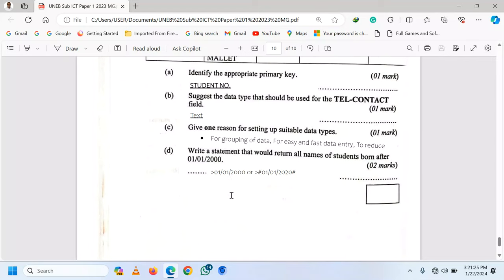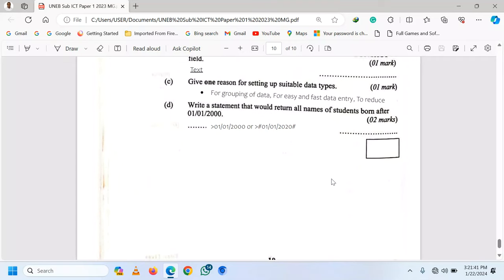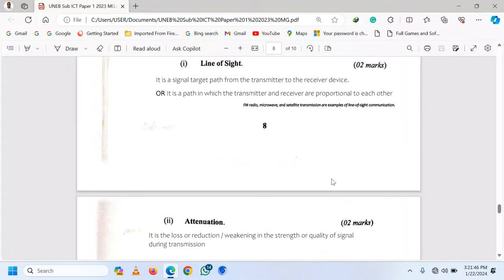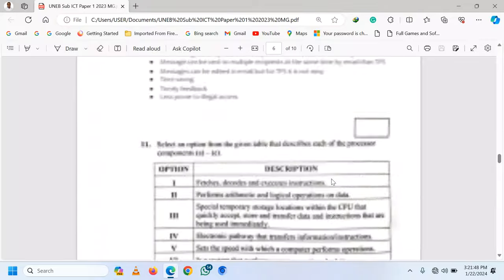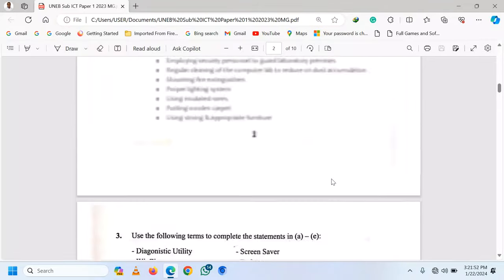And part D, they are asking us to write a statement that would return all names of students born after 1st January 2000. So you can use any of these responses. So that is the paper, and it marks the end of it. So you go through it, you can pause, rewind, and go through the paper as you read through the questions.